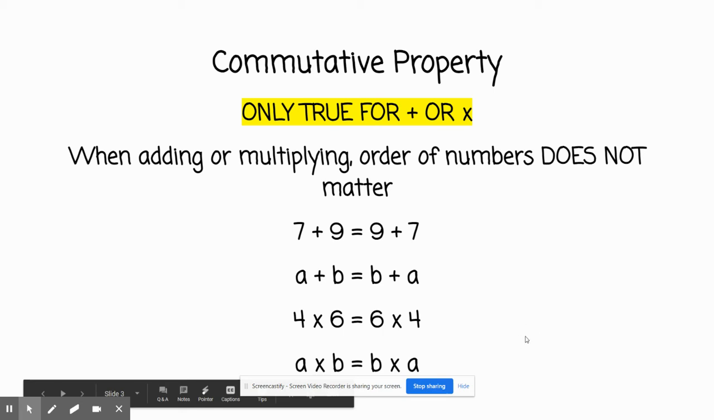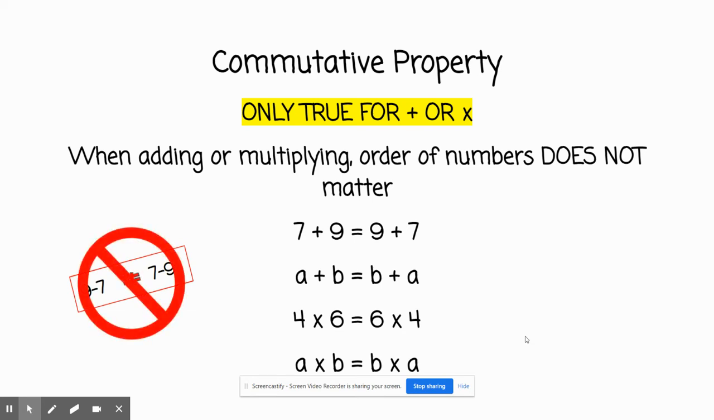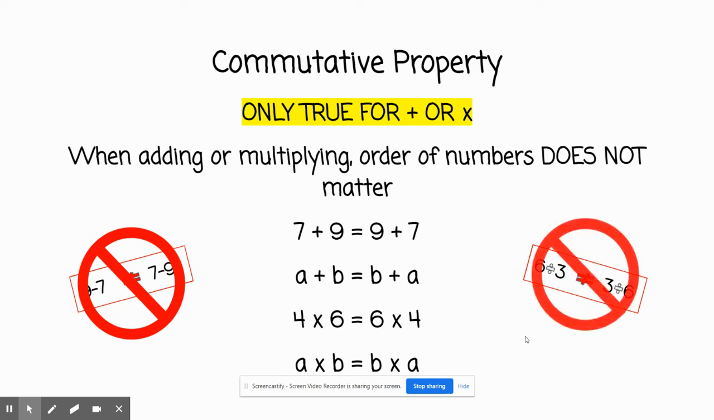So how do we really know, however, that it's not true for subtraction? Well, let's take a look at it. Is 9 minus 7 the same as 7 minus 9? No, it is not. So the commutative property does not work for subtraction. Well, how about division? Let's take a look at that. Is 6 divided by 3 the same as 3 divided by 6? Well, no, they're not. And so we can say that the commutative property also is not true for division. And this will be important for you as we go through this lesson.